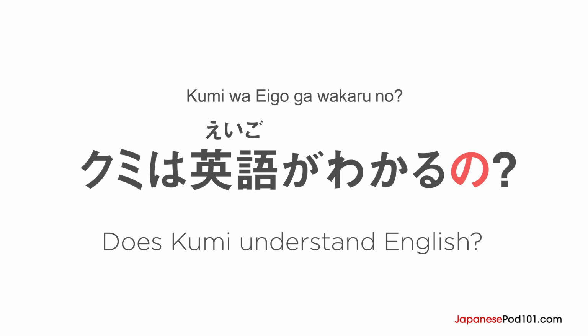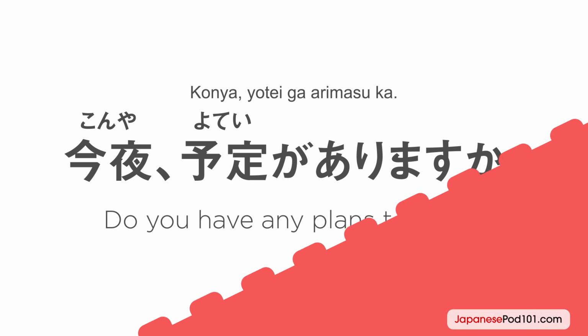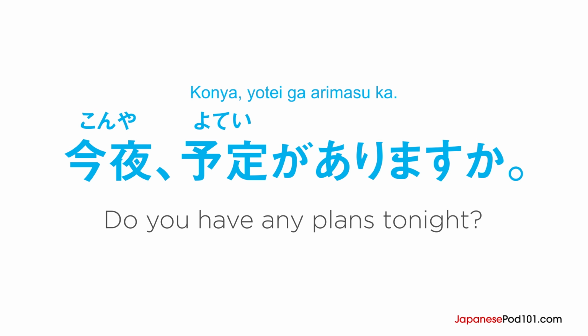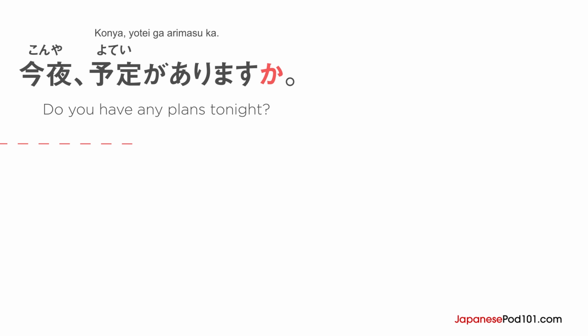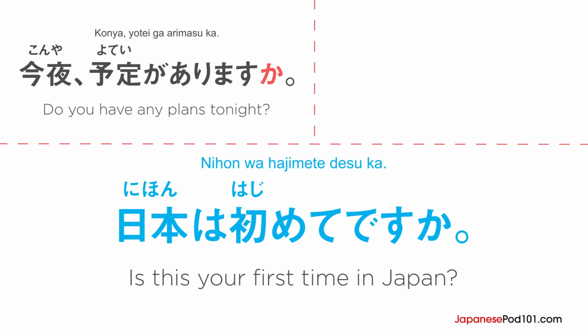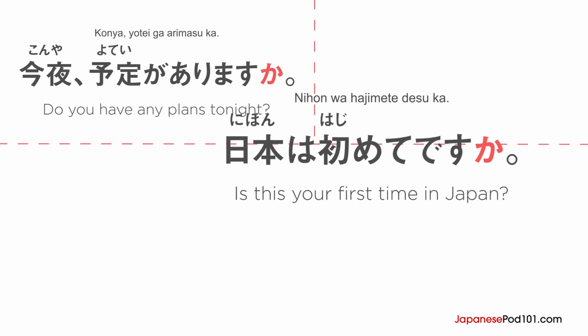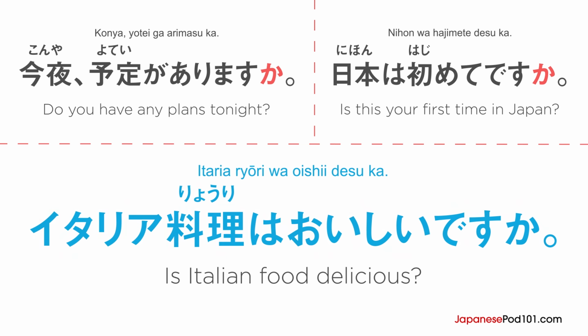Let's take a look at a few more examples. 今夜予定がありますか? Do you have any plans tonight? 日本は初めてですか? Is this your first time in Japan? イタリア料理は美味しいですか? Is Italian food delicious?